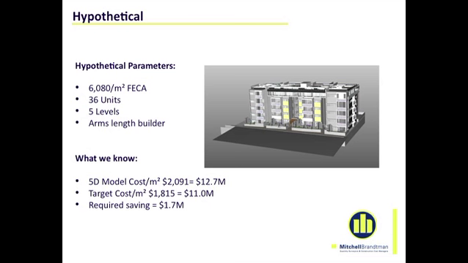We can get the deal together, but then the ultimate thing to create certainty is we need to shift the risk. What we know is that the cost is $12.7 million and that rate is $2,091 a square metre. We know that the target cost at this stage, I think, aim for about $18.15, and we know we should be able to get a little bit under that. That's a required saving of $1.7 million.